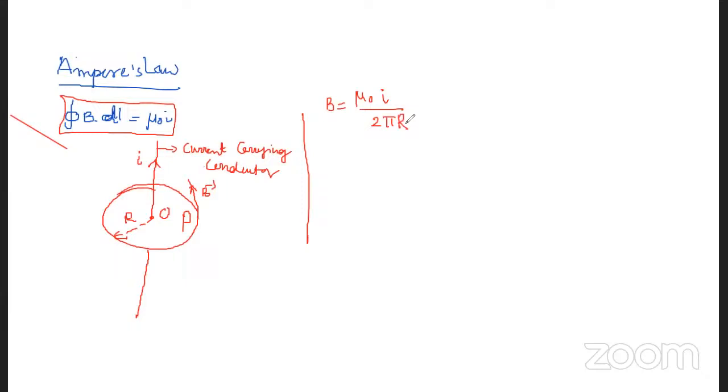This we will get from the Biot-Savart law. Later on we'll see what the Biot-Savart law is. So B equals mu naught I by 2 pi R, where I is the current flowing through the conductor. The direction of B will be along the tangent of the circular path, as we have drawn here.